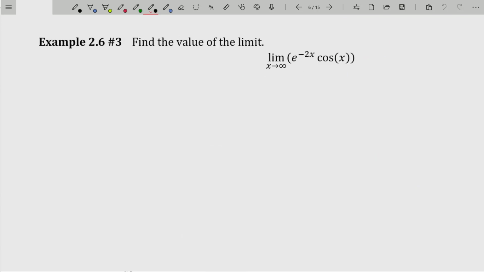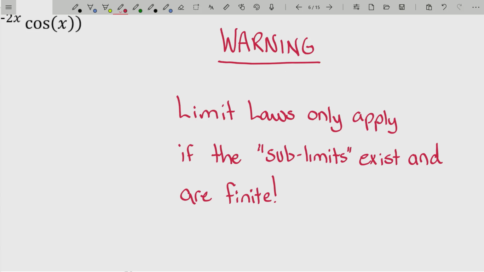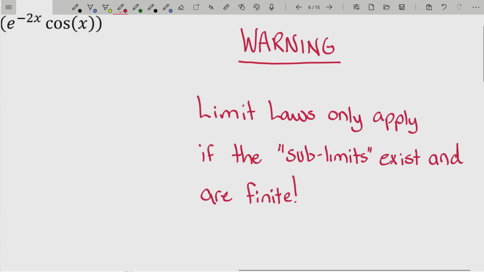Before we dive into this example, let's talk about a warning. I've been saying it over and over again that limit laws can only be applied if the sub-limits exist and are finite. That is, you can split limits as long as those pieces become finite. I say it all the time, but no matter how many times I say it, about a third or a quarter of the students still break this law. If a problem is worth 100 points on an exam and you break one of the limit laws, I don't give you credit. So it's very important that you pay attention to what I'm telling you, even if I speak quickly, right?